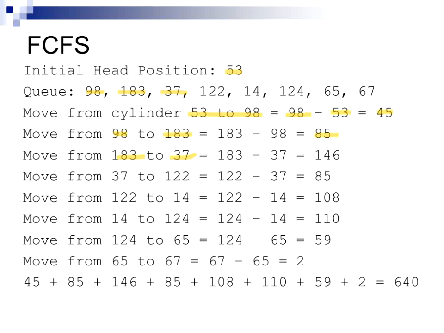So again, to calculate that, I just subtract 37 from 183 and so forth. And I do that for each one. I go from 37 to 122, 122 to 14, 14 to 124, and then 124 to 65, then 65 to 67. And I just do that calculation, the simple subtraction for each one. I add it all up and find that it's moved a distance of 640 cylinders using first come, first served.